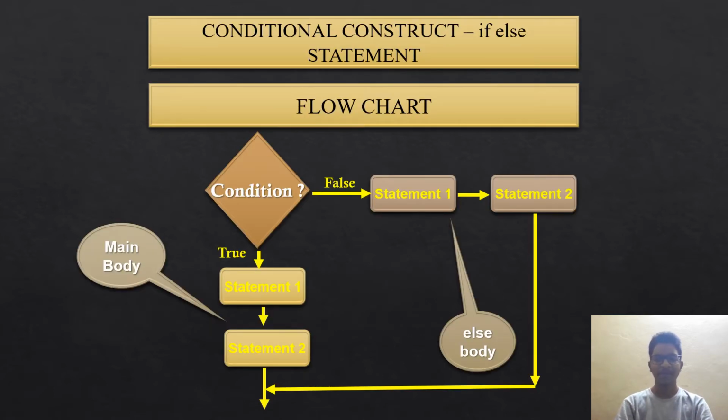And here is a small flowchart of the if-else statement conditional construct. Here the main body is statement 2, and on condition false, statement 2. Statement 1 is the else body, and the flow will go on to statement 2, and the main body will come on to statement 1.